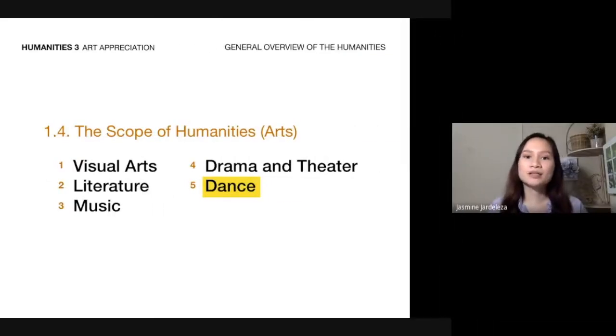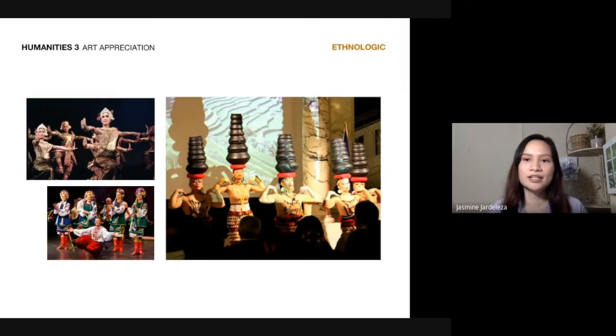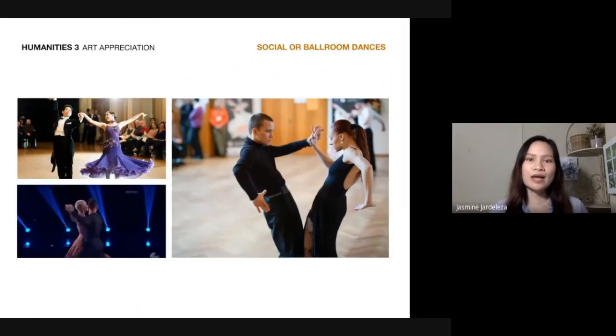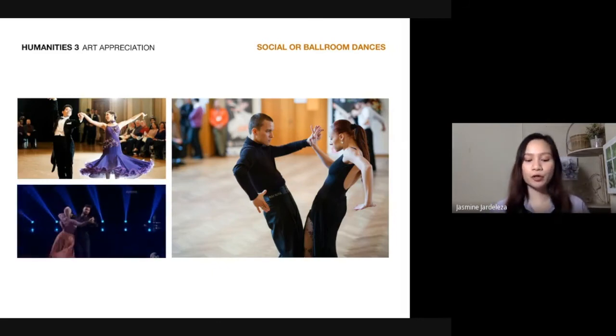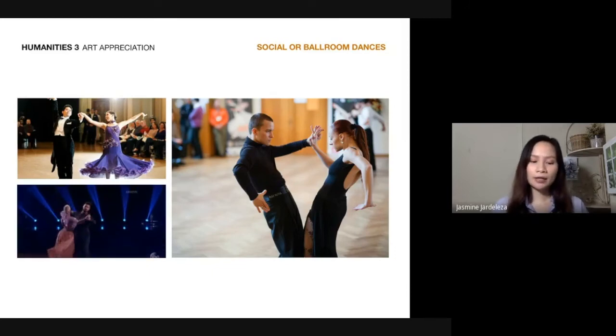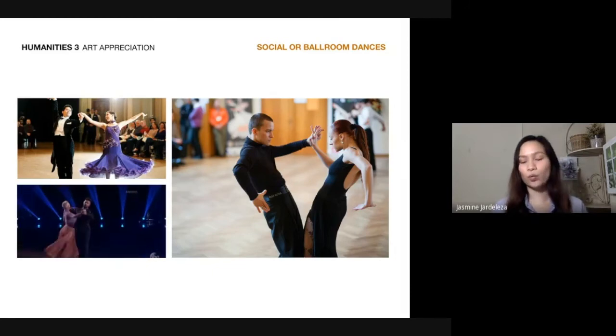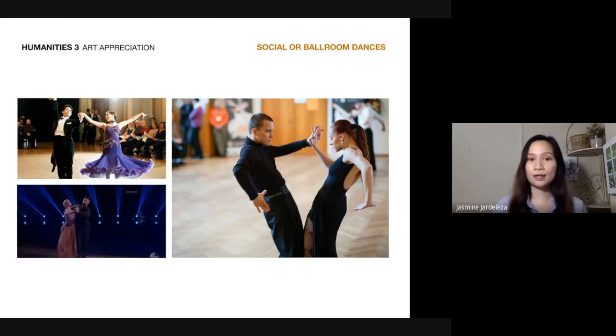And last but not the least, we have dance. Dance involves the movement of the body and feet in rhythm. Under dance, we have ethnologic dances, which include folk dancing associated with national and cultural groups. Under dance, we also have social or ballroom dances. These are popular types of dancing, generally performed by pairs. Examples of social or ballroom dances include waltz, foxtrot, rumba, and tango.